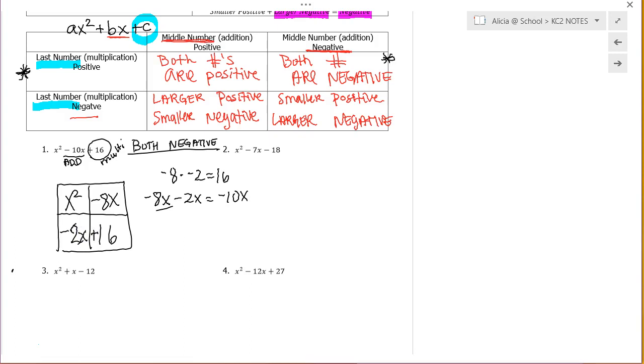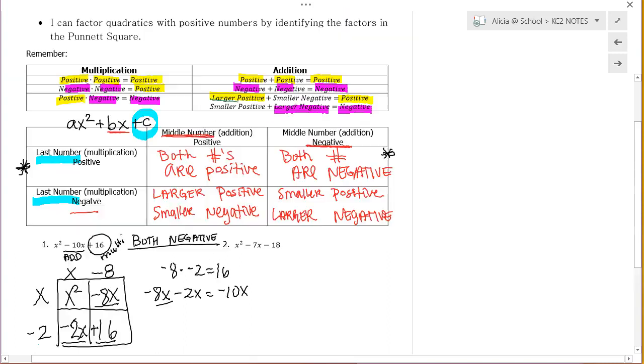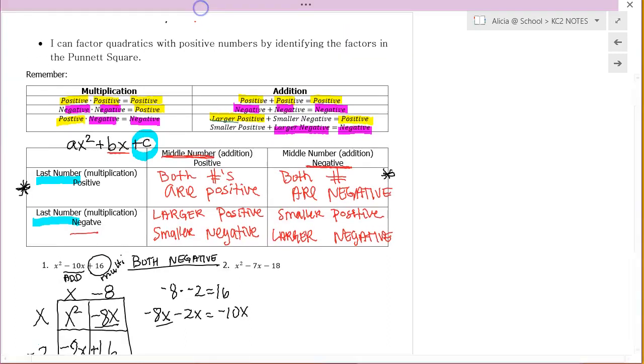So these are my two values that I'm going to be plugging into my Punnett square here. And I need to find the outsides of the Punnett square box. Well, x squared is x times x. X times a negative 8 is a negative 8x. X times a negative 2 is a negative 2x. And negative 2 times a negative 8 is a positive 16. So I do know I have my factors done correctly.